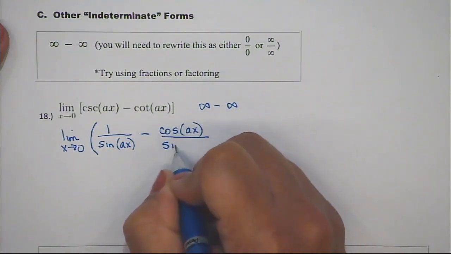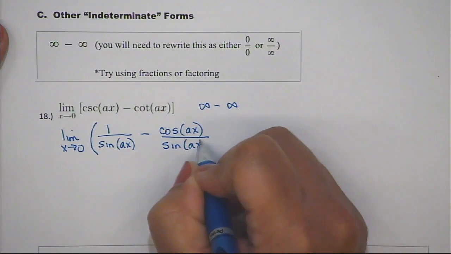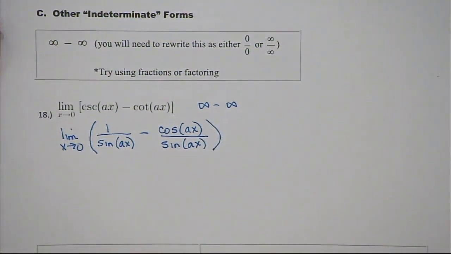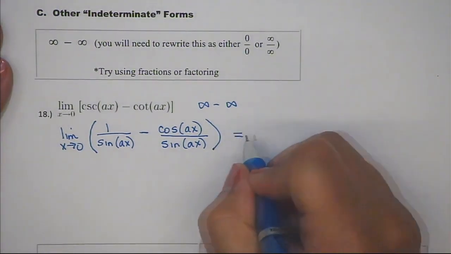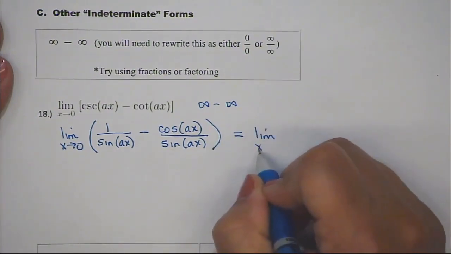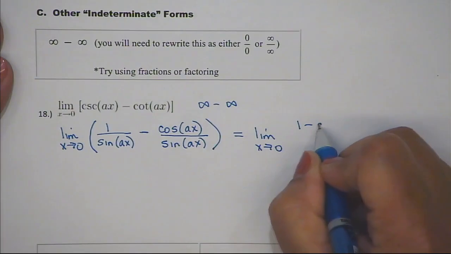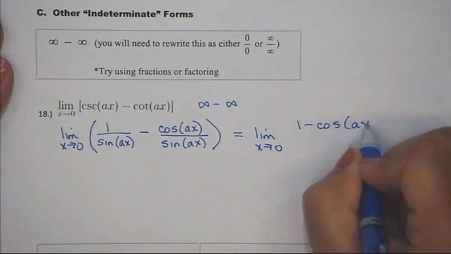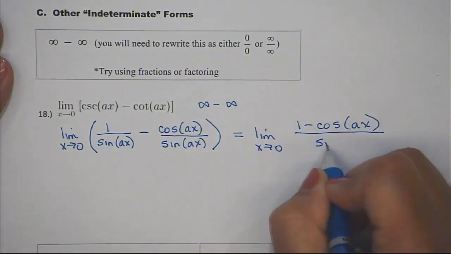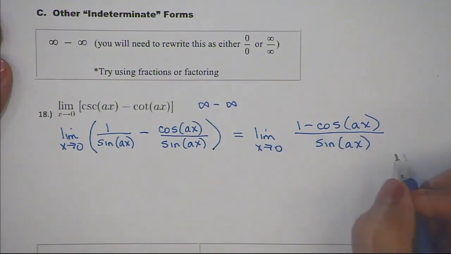All right, so notice, now that I wrote these as fractions, I can get a common denominator, and luckily this one already has a common denominator. But once you get your common denominator, you've now got a quotient. So this is equal to the limit as x goes to 0 of 1 minus the cosine of ax over the sine of ax, and just like that, we got our fraction.